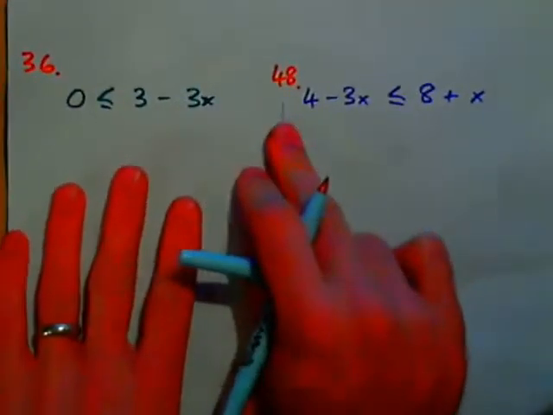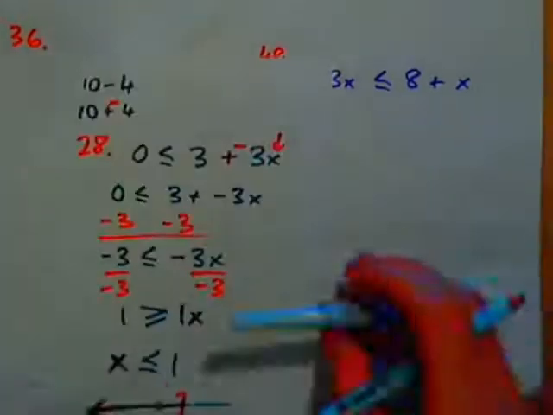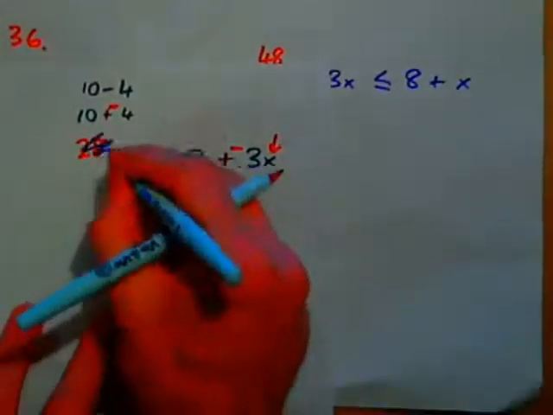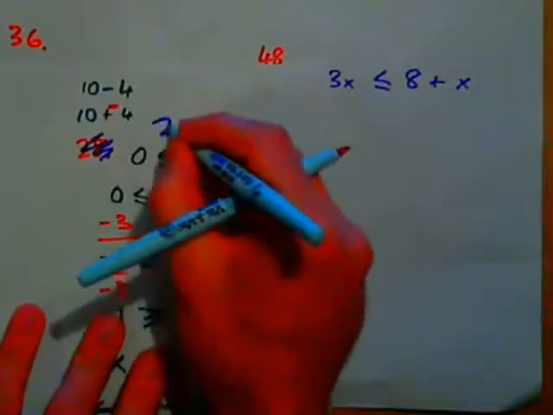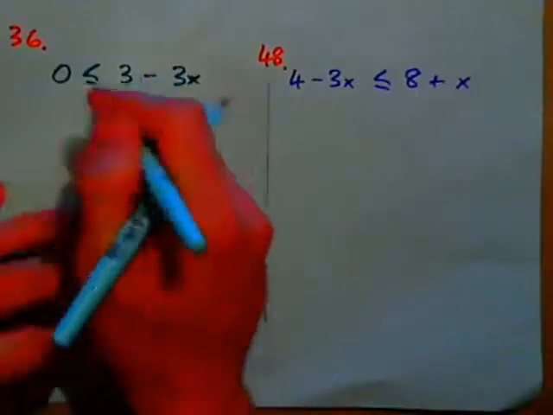Exercise 36. Whoops, I guess I just did that. That was 28. I got them mixed up. Okay, that's fine. So instead of 28 that time, we actually did exercise 36. Okay, that's fine. Let's do exercise 48.